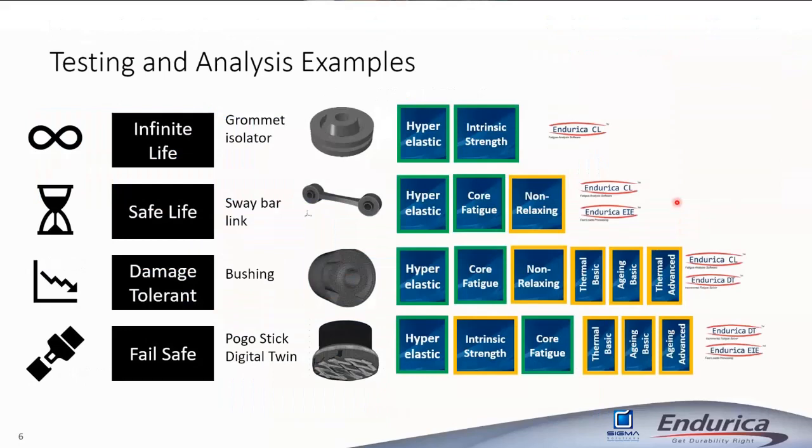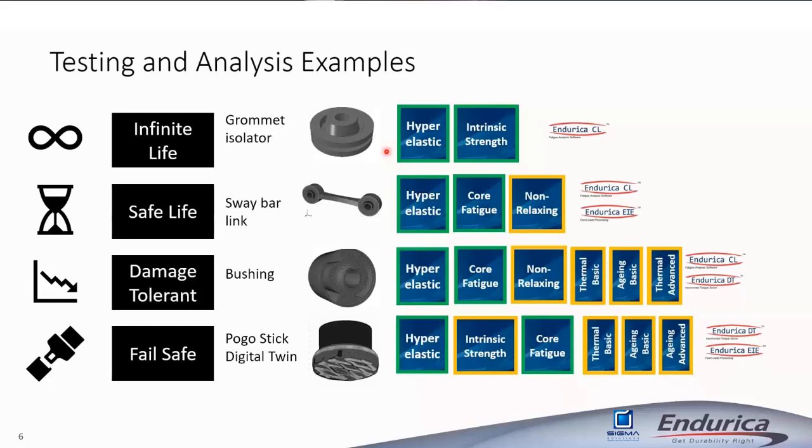Now, let's talk about some examples. I'm going to briefly go through 4 applications, and like I said, I've arranged these in order of depth of analysis. So the infinite life is the simplest analysis, and you might use that in a scenario where you're analyzing a part that is a very cheap part. So we're going to look at a grommet, a rubber grommet. It's just a tiny little rubber part that costs 50 cents.